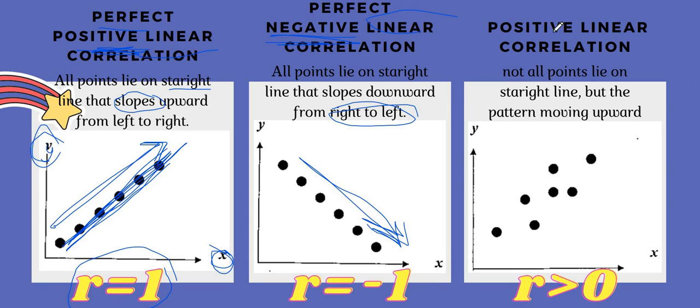Alright, so now the third graph here is only positive. Why do they have no word perfect? Because when you sketch here, this is still linear, because it's upward, it's increasing. So it's still linear, and still positive because it's upward, but it is not perfect because not all points are on the straight line. And the R here is more than 0. It's not exactly equal to 1, it's just more than 0. So maybe 0.9, maybe 0.8. So actually there is a calculation to get your R.